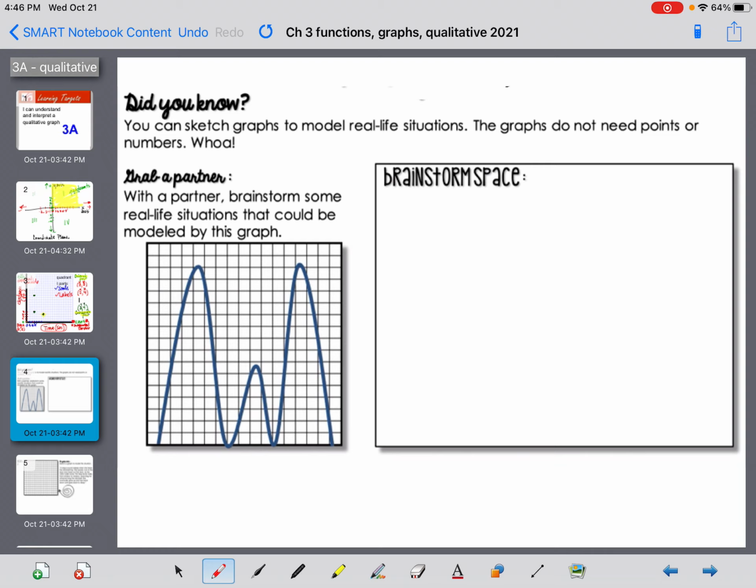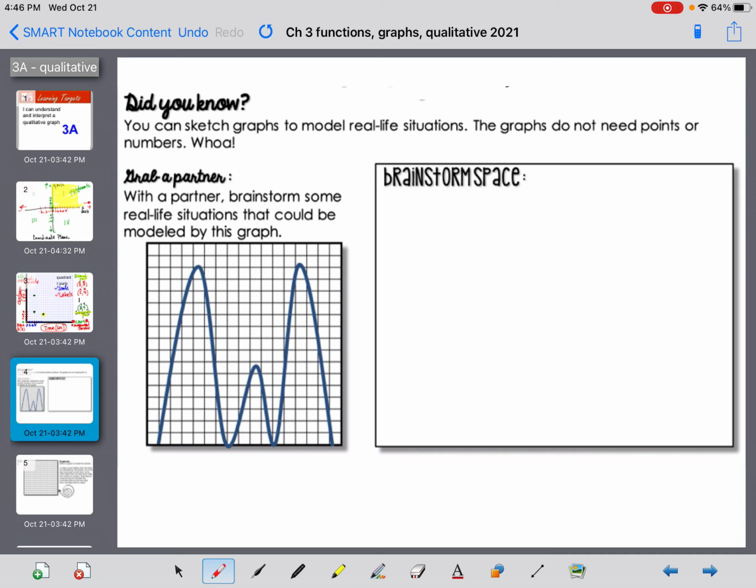So try and create a scenario in your mind that might create a graph that looks like this. Like if you were reading this graph, what could you come up with in your mind? So pause the video and just try and brainstorm some ideas. And then in a minute, turn your video back on and we'll give some ideas and talk about what could possibly create a graph that looks like this. And you can see if your ideas match up with my ideas.